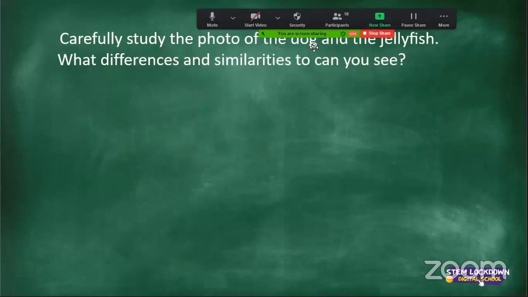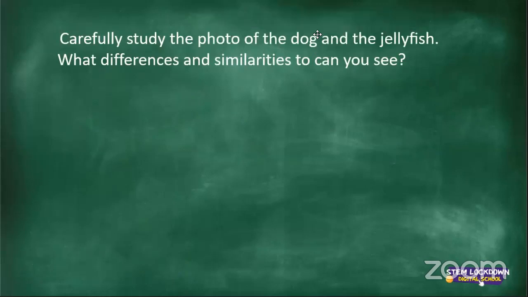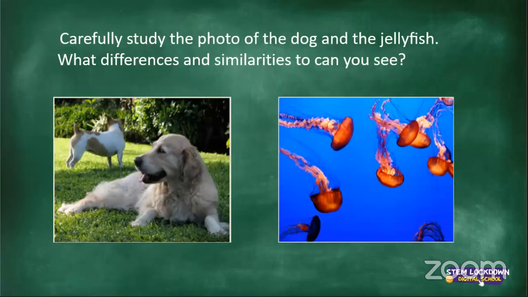Okay. I want you to look at two photos I'm going to show you now. One is a dog and one is of a jellyfish. It seems like, wow, they're very different. But if we want to look at differences and similarities in a scientific way, we need to look at the different structures of an animal and compare them to each other. So if you look at these two, what do you notice that is the same?